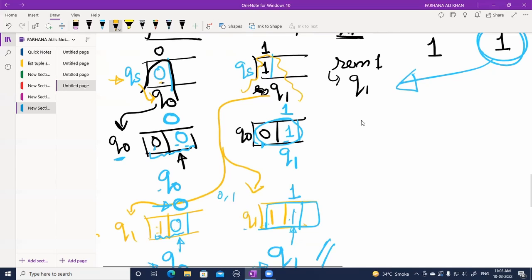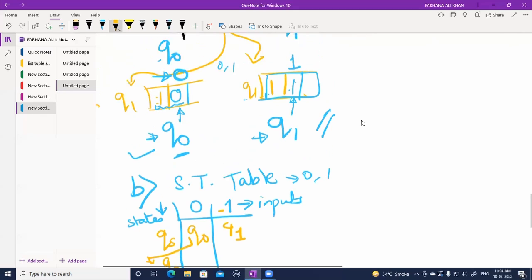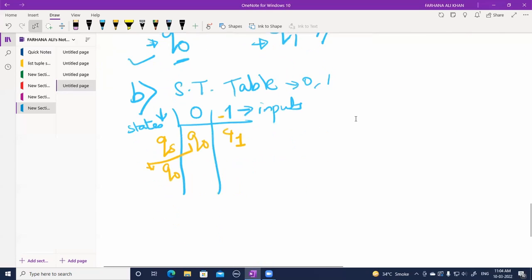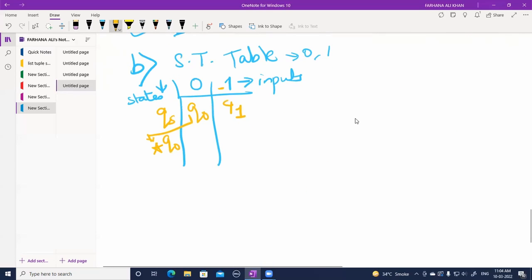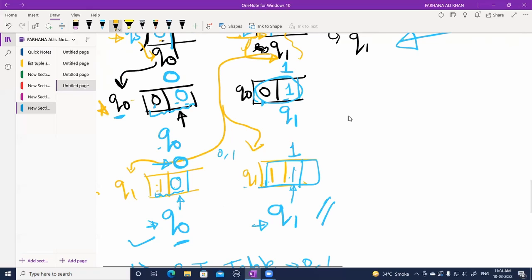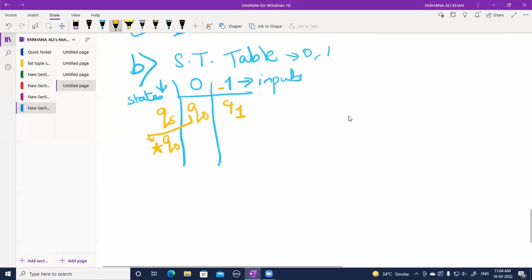Then QS with the next bit 1, where is it going? It is going to Q1. Now this Q0 will become the resultant state. As Q0 is the final state according to our requirement, we have to put an asterisk, so we'll put an asterisk here. Now we have to consider Q0 on 0. Q0 on 0 goes to the Q0 state.